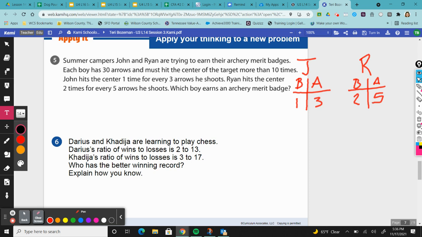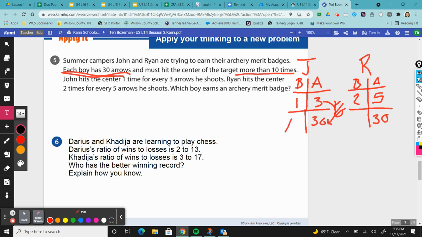Well, what's the rule? They each get 30. That's the same, right? So I want each boy to have 30 arrows. So now I'm finding equivalent ratios to see who meets that goal of more than 10 times with those 30 arrows. To find equivalent ratios, I have to say, okay, how did we get from 3 to 30 by multiplying or dividing? We're going to times 10.